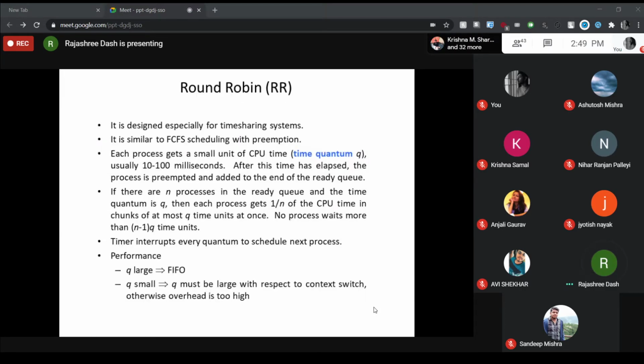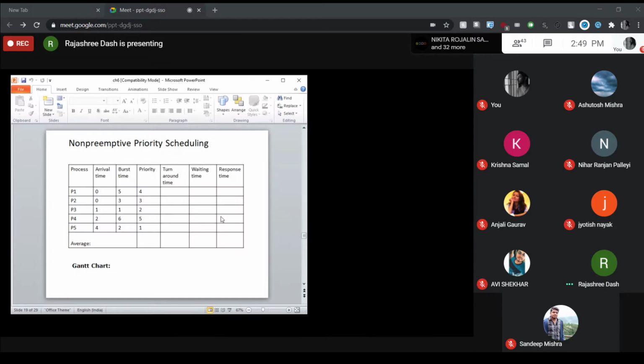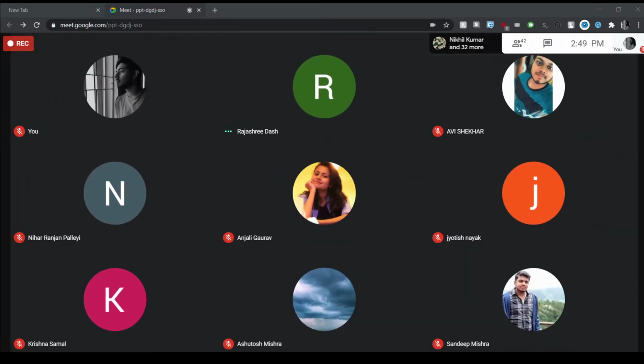So now here also we are going to solve the problem with respect to round robin scheduling, with the processes having the same arrival time and the processes having different arrival times. So before going to the problem, all of you first attend this quiz.